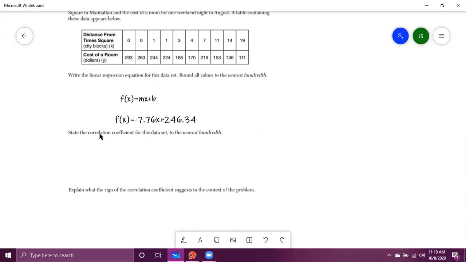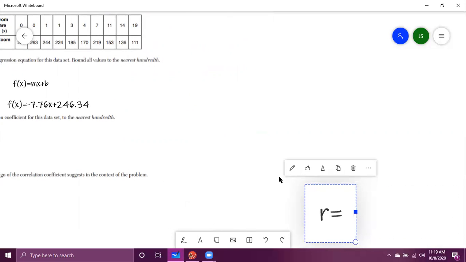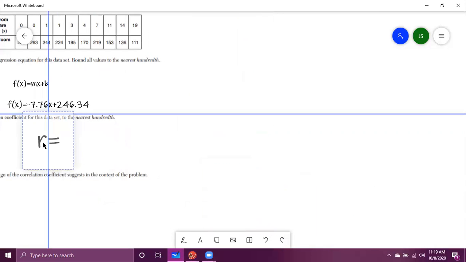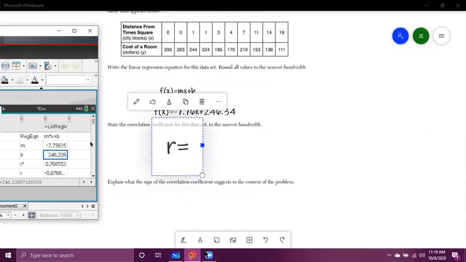The next thing is, again, the correlation coefficient, and that will be your R. So what does the R equal to? I'm going to have to figure that out by looking at the information that the calculator is already giving me. So it tells me that my R is this number right here. But again, I'm rounding to the nearest 100.